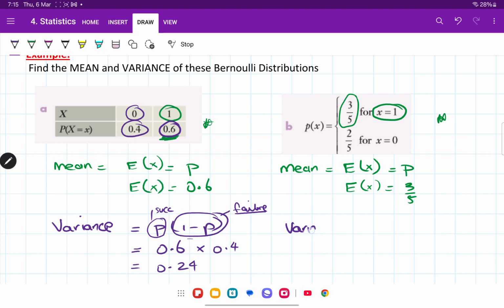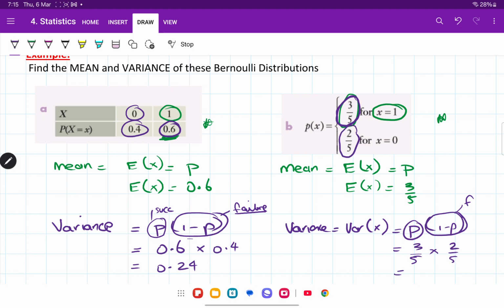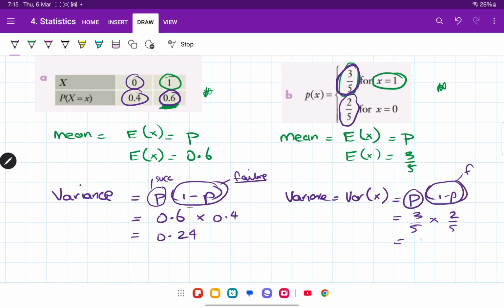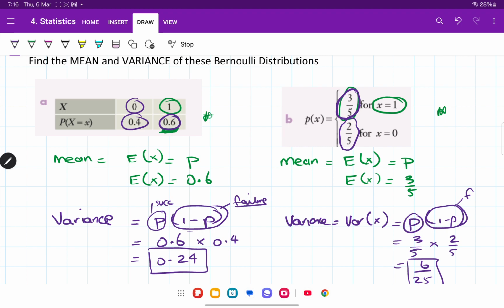Let's have a look at this one. Our variance, I should have put my notation, Var(X) is p times (1 minus p). p is the probability of success. Where's the probability of success? There it is, x equals 1, so 3/5. Times 1 minus p, the complement, or the probability of the failure, which is 2/5. There we go, so that's pretty straightforward. 3 times 2 is 6 over 25. And there is our mean and variance of Bernoulli distributions written in a variety of ways.